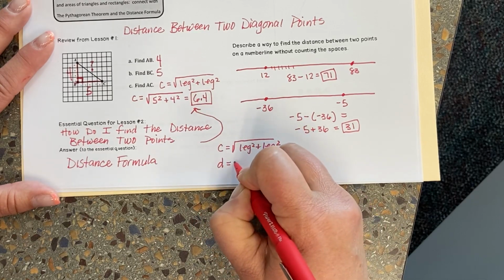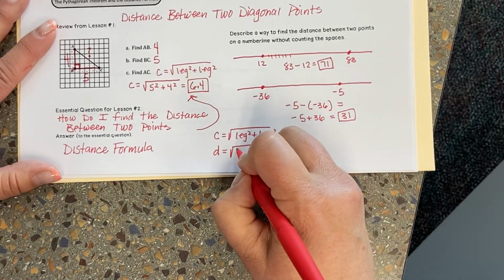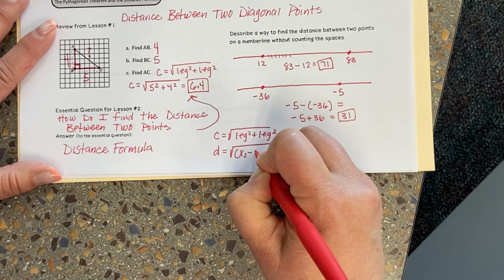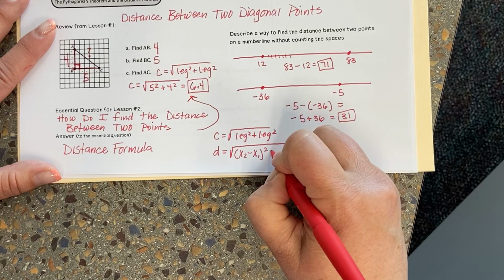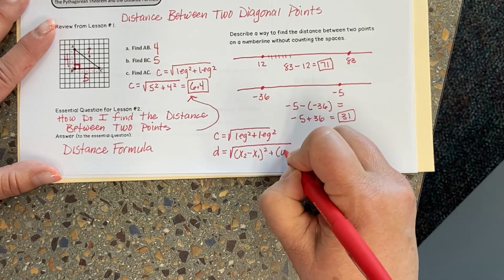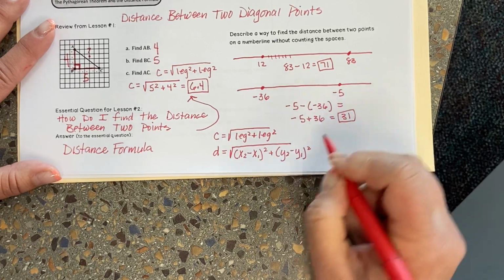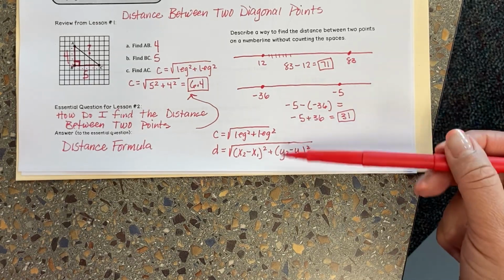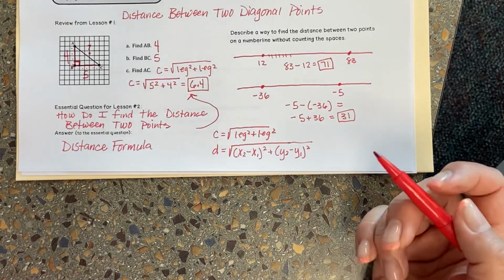D equals the square root, parentheses, x sub 2 minus x sub 1 squared plus y sub 2 minus y sub 1 squared. That's what you're going to find if you Google the distance formula. So you can't tell it by looking at those, but those are the exact same formulas.